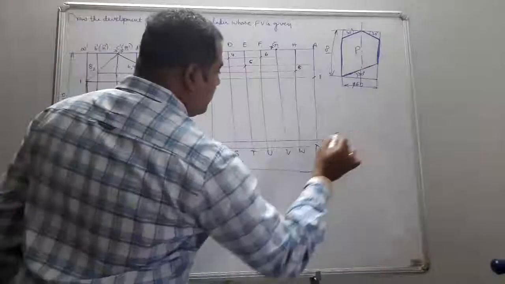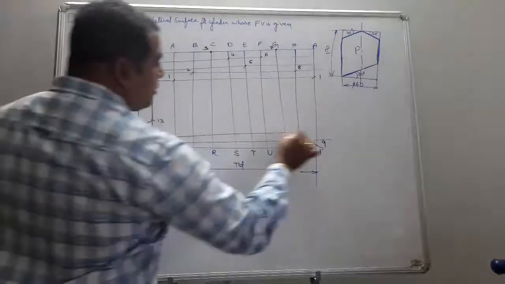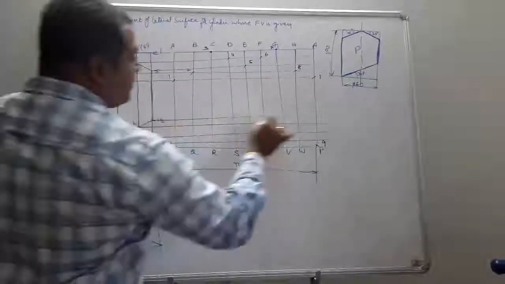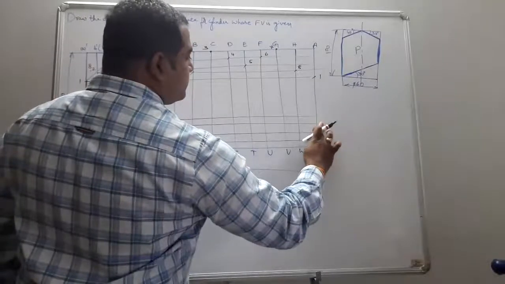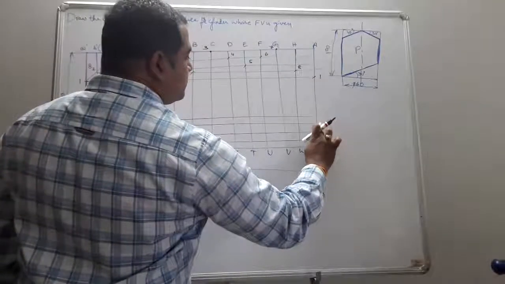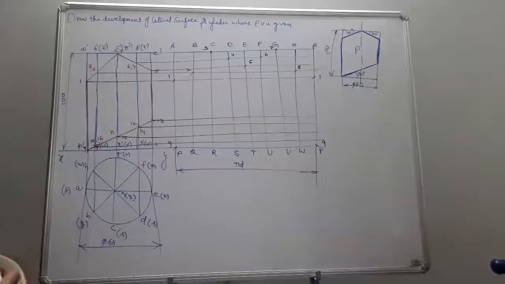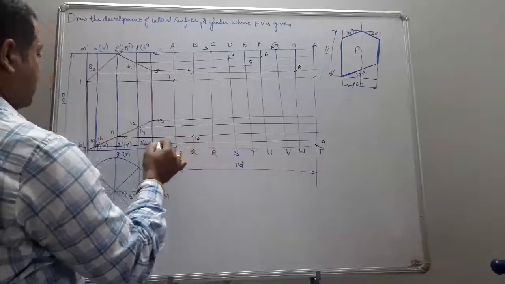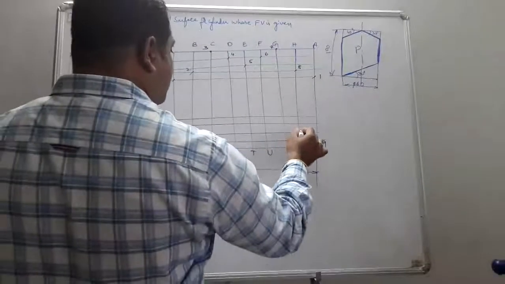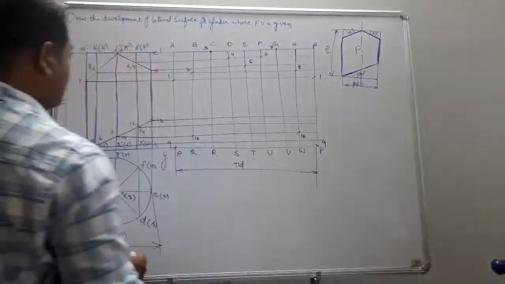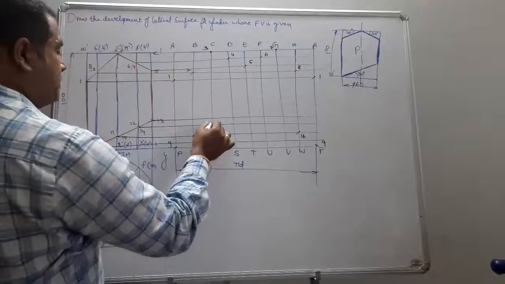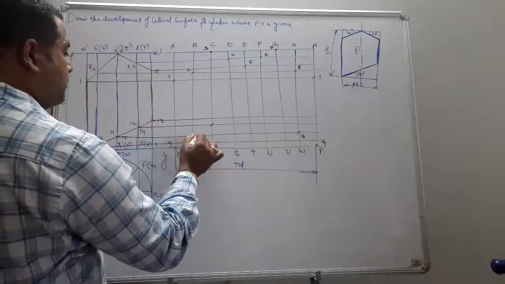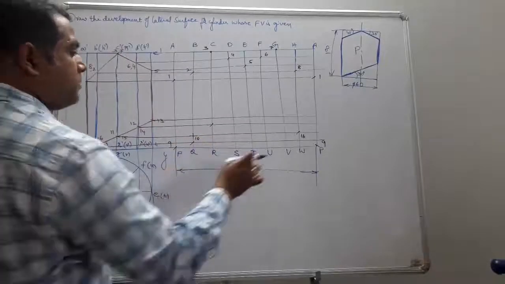From here draw the horizontal. From here draw the horizontal. From here and from here. Now mark the intersection points. So this becomes your 10 and similarly W becomes 16. Next, this is 10.